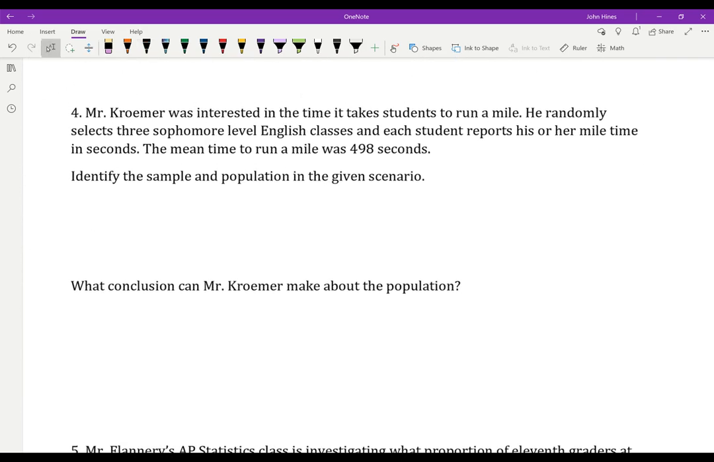Mr. Cromer was interested in the time it takes students to run a mile. He randomly selects, that's good, 3 sophomore level English classes, and each student reports his or her mile time. The mean, this is a sample mean, our X bar, is 498. Identify the sample and population in this given scenario.